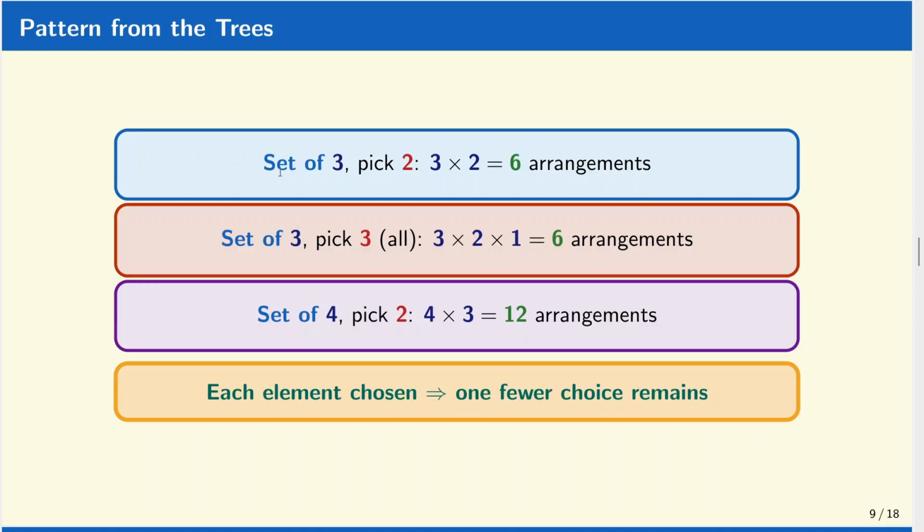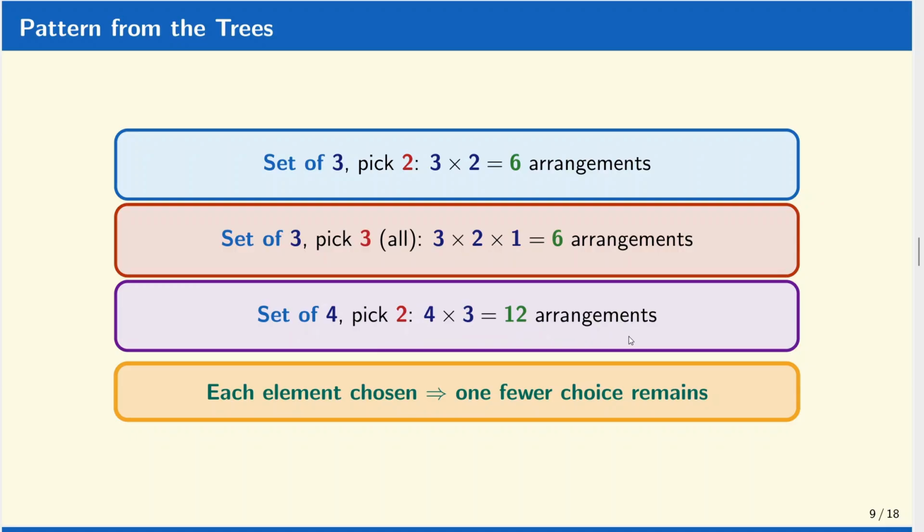In the top blue box, we have our first example. From a set of 3, we pick 2. The math is 3 times 2, giving us 6 arrangements. In the red box below that, we have our second example. From a set of 3, we pick all 3. The math is 3 times 2 times 1, which also gives us 6 arrangements. In the purple box, we have our wide tree example. From a set of 4, we pick exactly 2. The math is 4 times 3, giving us 12 arrangements.